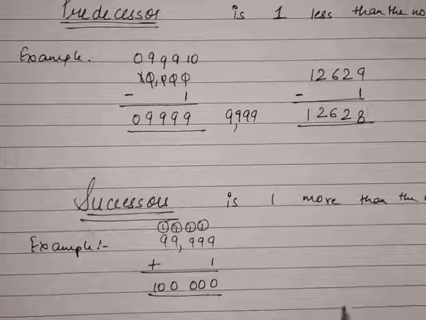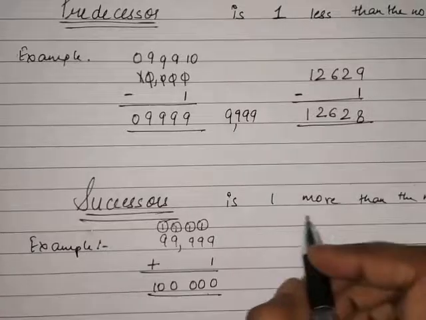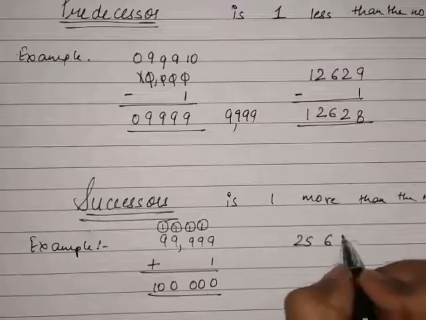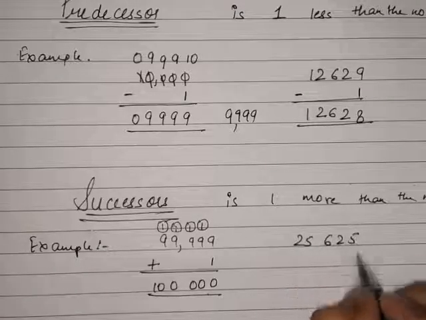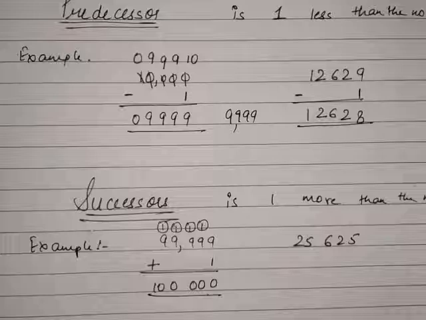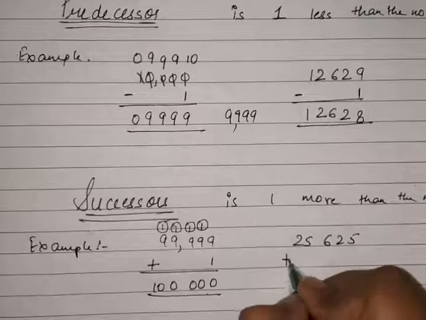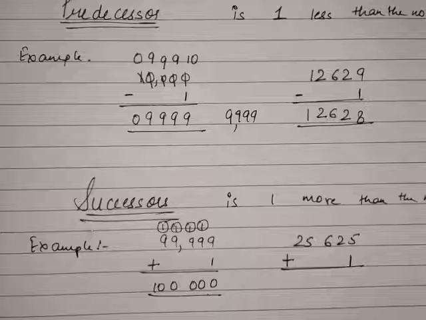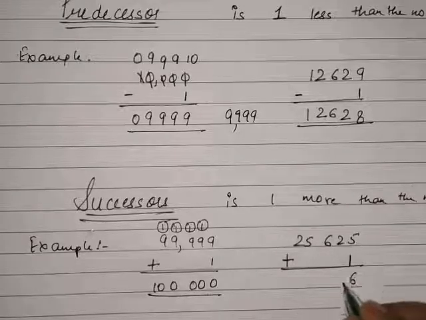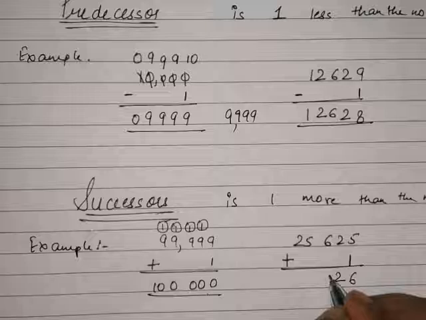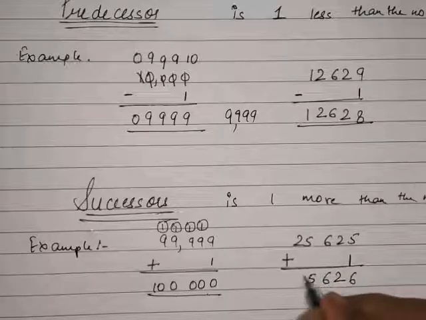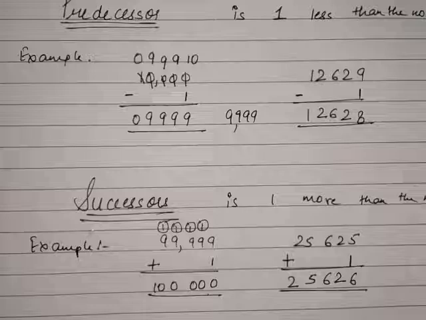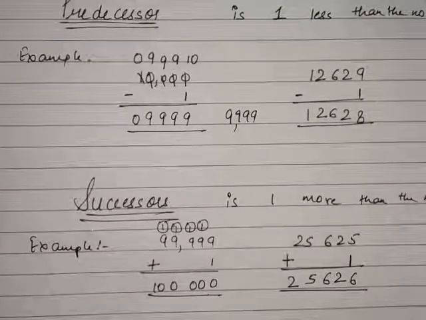See, there is another example. There is a number 25,625. What is the successor of this number? How do we get it? We will get the successor of this number by adding 1 to the given number. 5 plus 1, 6. 2 plus 0, 2. 6 plus 0, 6. 5 plus 0, 5. 2 plus 0, 2. So what is the successor? It is 25,626.